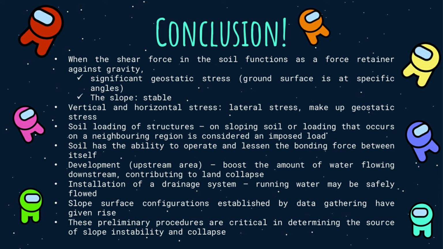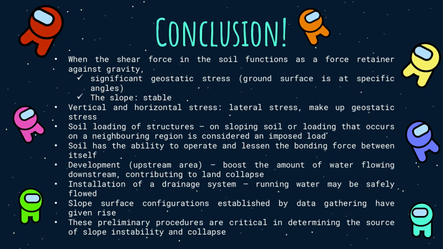Okay, for soil loading, structures that are directly on sloping soil or loading that occurs in a neighboring region is considered as an imposed load. Okay, water has the ability to operate and lessen the bonding force within the soil. A landslide will happen if the stress exceeds the soil shear force.